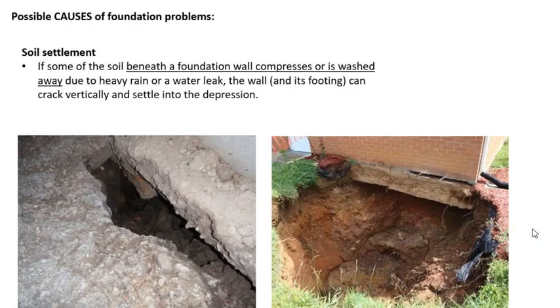Possible causes of these problems: number one would be the earth below. So beneath the foundation wall, the soil compresses or is washed away due to a heavy rain or a water leak. So there are numerous causes. Some could just be sinkholes in the earth, that's unforeseen and can't really be prevented. Other common ones, though, as it says, rain or water leak.